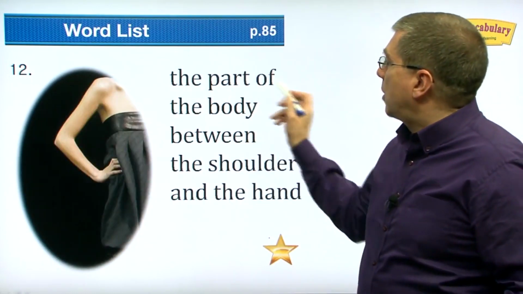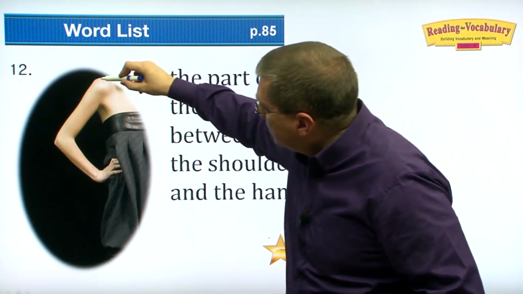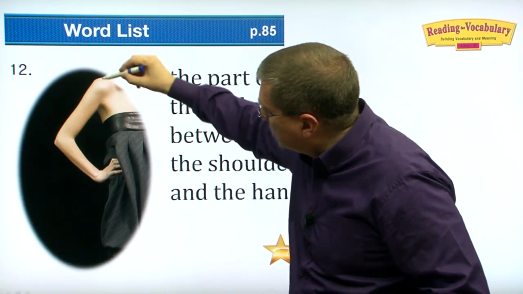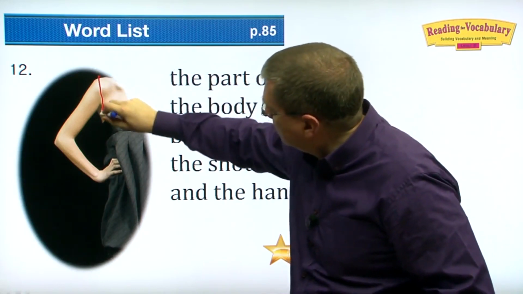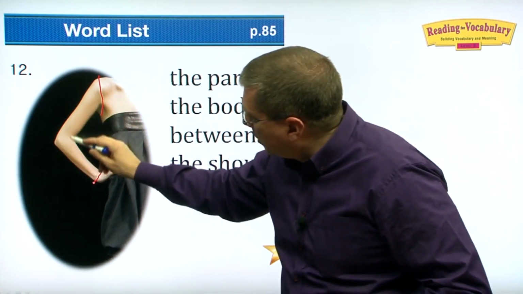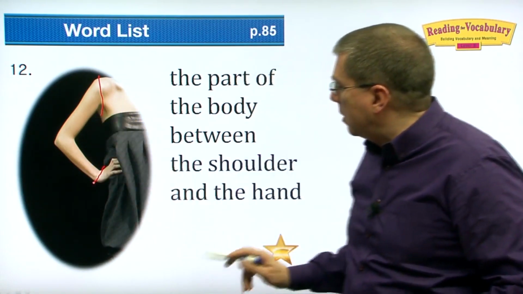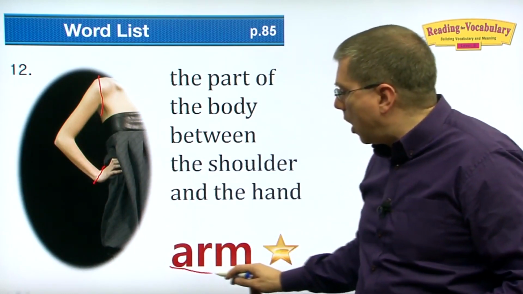Okay? 12. The part of the body between the shoulder and the hand. So we're looking at the part of the body. Here's your shoulder here. And there's your hand down here. So we're looking at this part of the body right here. And as you can see, there's two parts, right? What do we call it? We call it the arm.